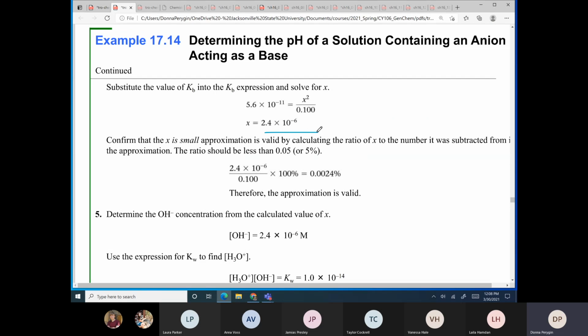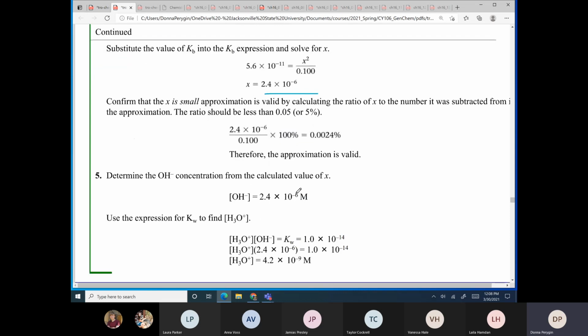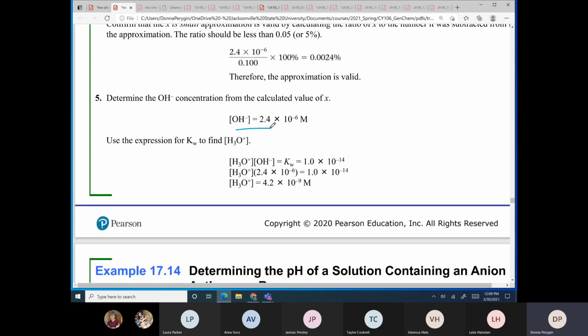hydroxide ion concentration. Okay, so confirm that the x is small approximation is valid. So the problem says find the pH of this solution. So that's just a confirmation there. So the hydroxide ion concentration is equal to 2.4 times 10 to the minus 6. So you can either find the pOH or you can solve it like this.